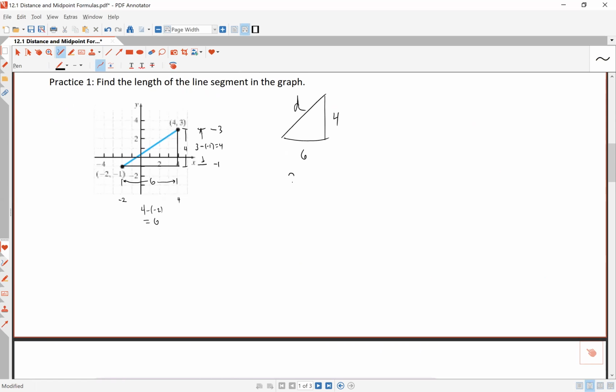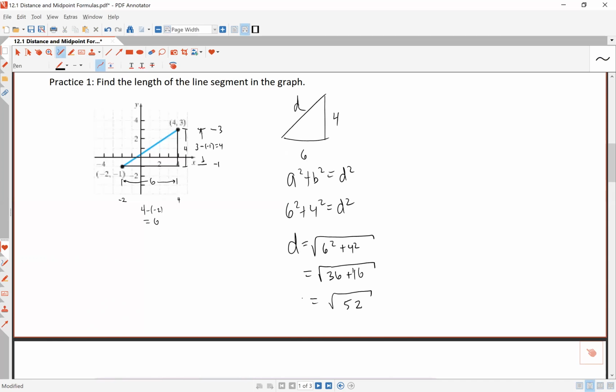So Pythagorean Theorem says A squared plus B squared is C squared, or D squared, and gives us 6 squared plus 4 squared equals D squared. So that says D is the square root of 6 squared plus 4 squared, which is 36 plus 16, which is 52. So the square root of 52, and 52 is 4 times 13. So this gives us a distance of 2 square root of 13.